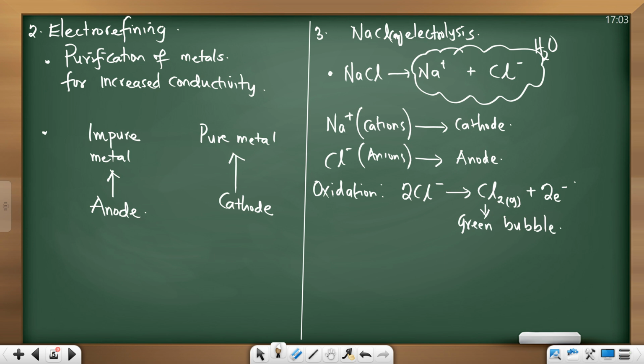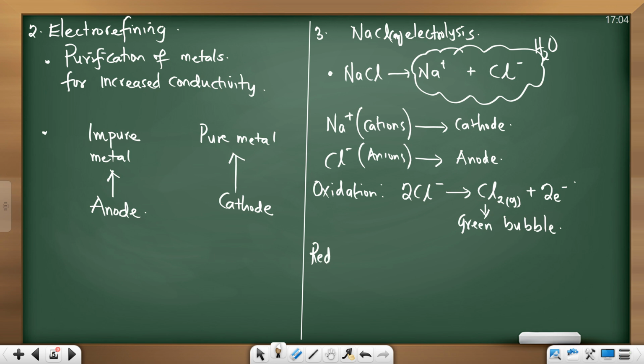Observation: chlorine gas is green in color, but how do you know a gas is released? Bubbles. If you blow air in water, what do you see? Bubbles. So sometimes they ask, write what will be observed. The presence of a bubble tells you what? A gas is given off.